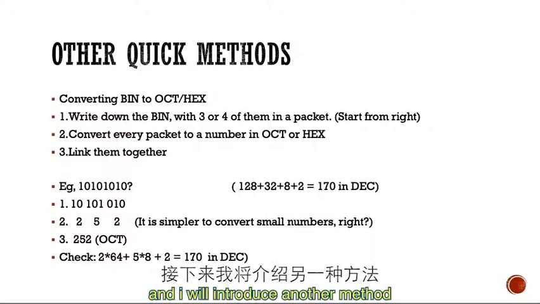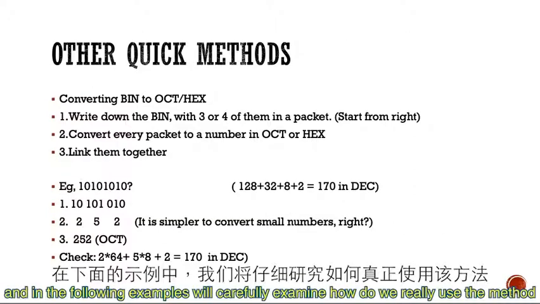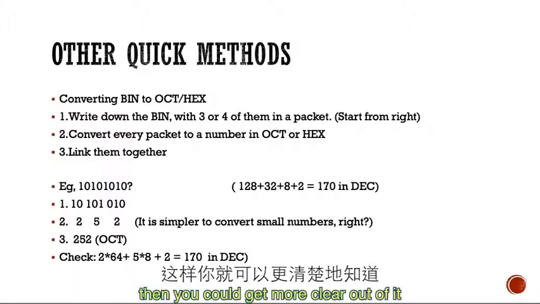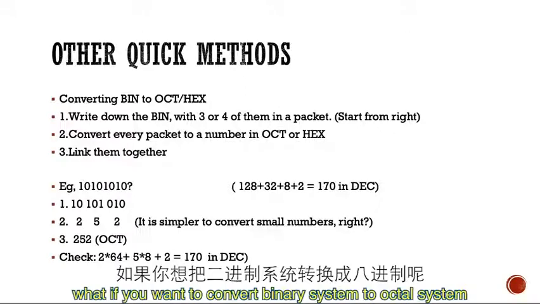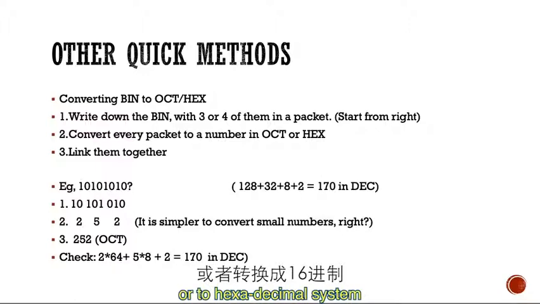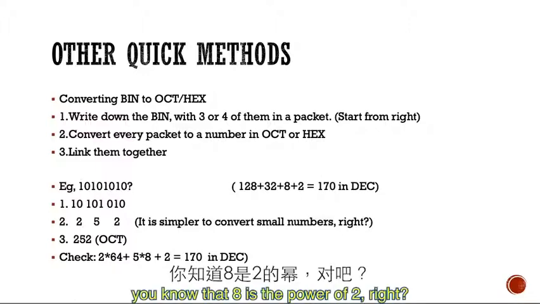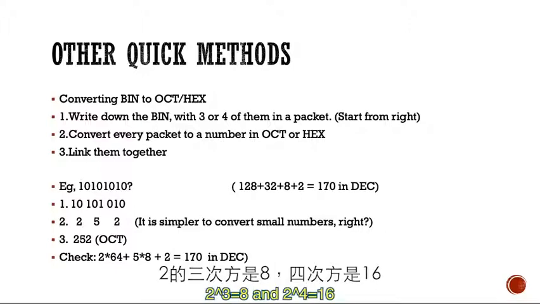And now I will introduce another method, and in the following examples we'll carefully examine how we really use those methods, and then you could get a clearer picture. So the next one is, for example, what if you want to convert a binary system to the octal system or to the hexadecimal system? You know that 8 is a power of 2, right? 2 to the power of 3 is 8, and 2 to the power of 4 is 16.